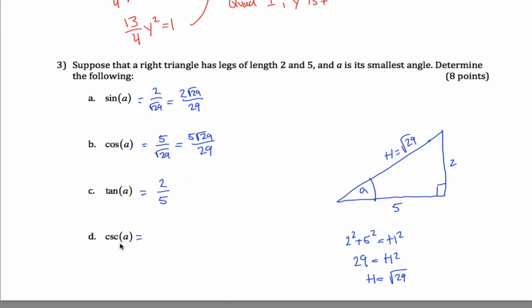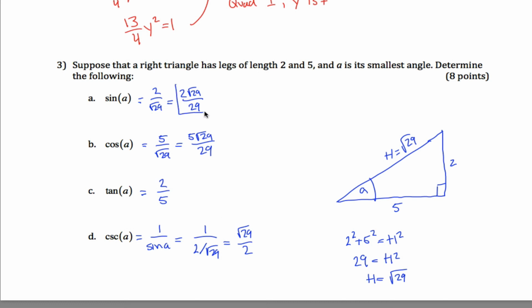And then cosecant is 1 divided by sine. Maybe I'll even write that. And I know that sine is, well, you might be referring to this answer, but it'll make your life easier if you think about it as 2 divided by the square root of 29, because when you're taking the reciprocal of that, you get root 29 over 2, and now you don't need to rationalize.